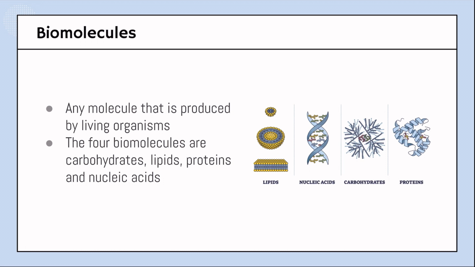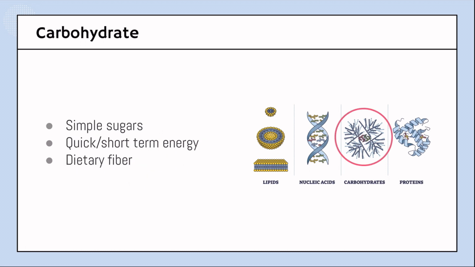Now I will talk about each of the different types of biomolecules. First, carbohydrates are made up of simple sugars such as glucose and fructose, which are called monosaccharides. The function of carbohydrates is to provide cells with quick and short-term energy and is a source of dietary fiber.